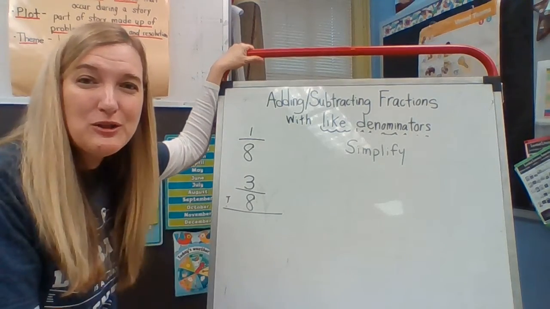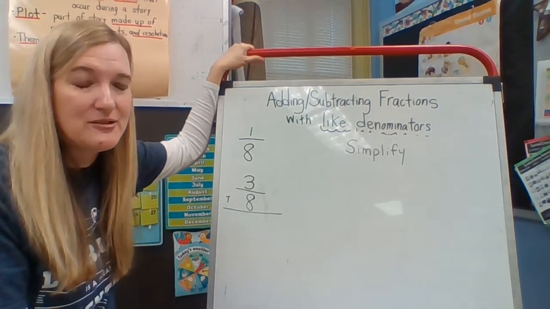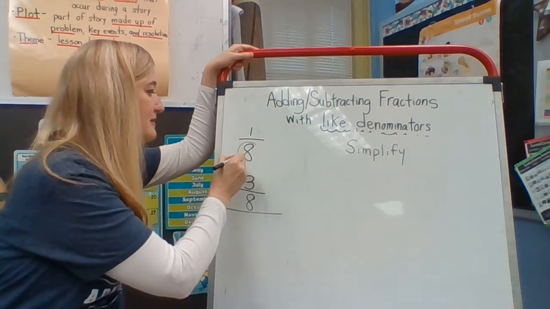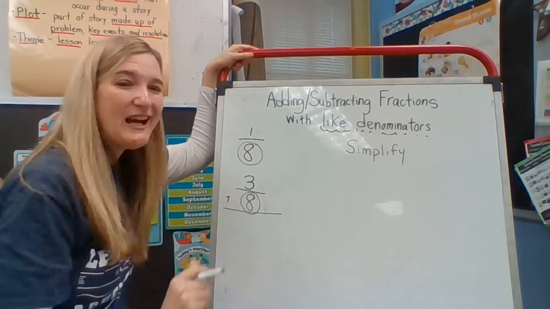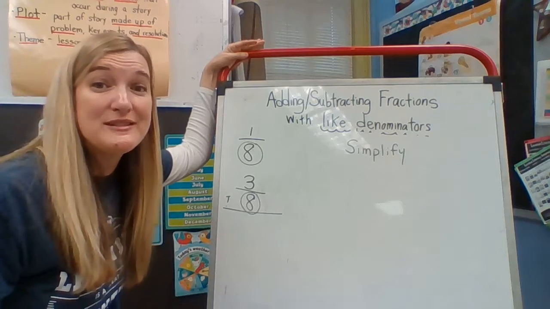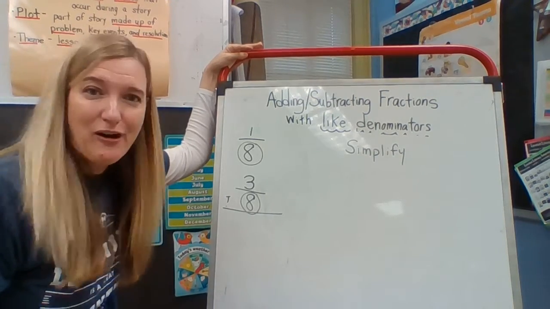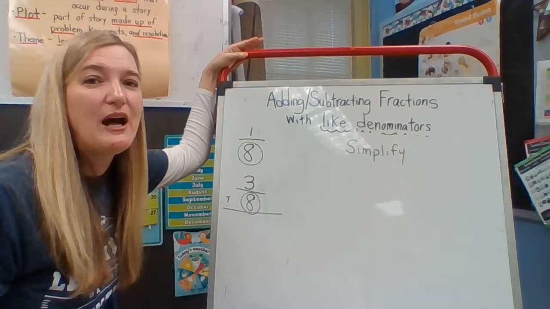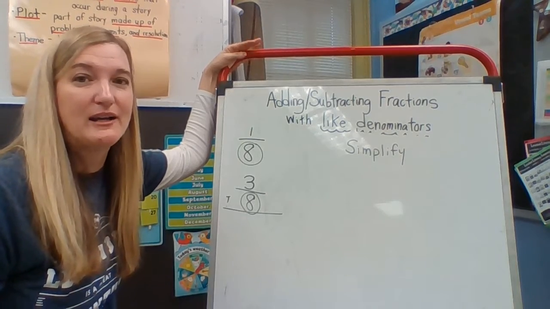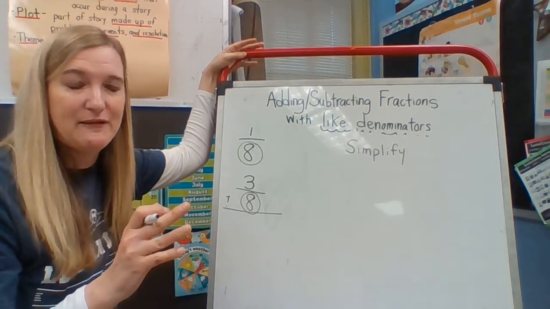And the first thing you want to do is circle your denominators. Really important, friends. Go ahead and circle those denominators. And you're going to ask yourself, are my denominators the same? And they are. So we can go ahead and use that. If they're not, then we're going to have to be doing some extra math to find common denominators, and we'll get to that in a few weeks.